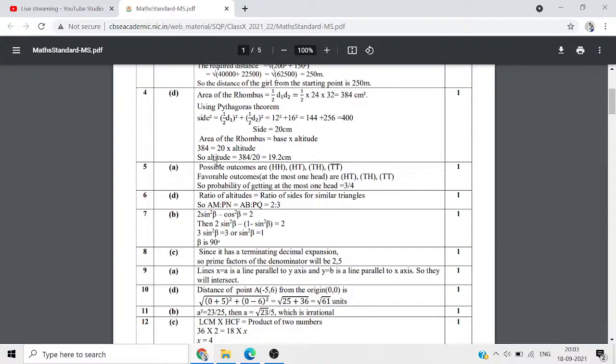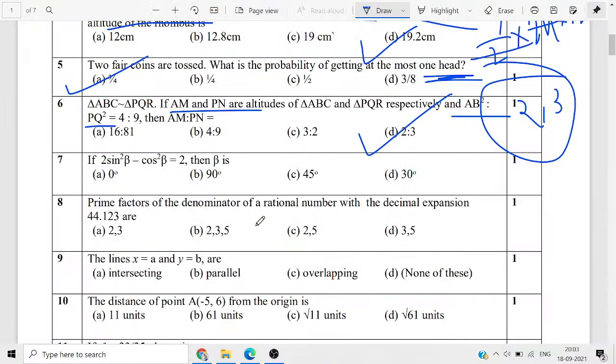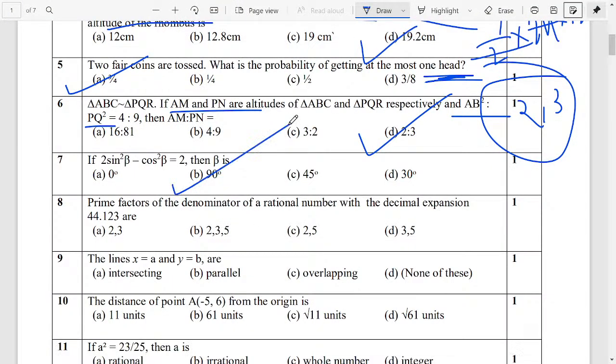So this is the concept behind it that you have to understand. So beta is equal to 90 degrees. My main step is to replace. As much as I can replace in trigonometric identities, that much benefit I am going to get. Clear? Awesome.